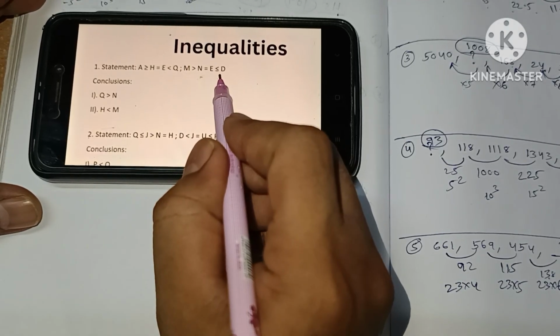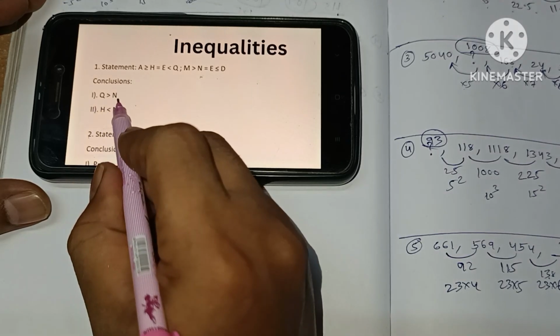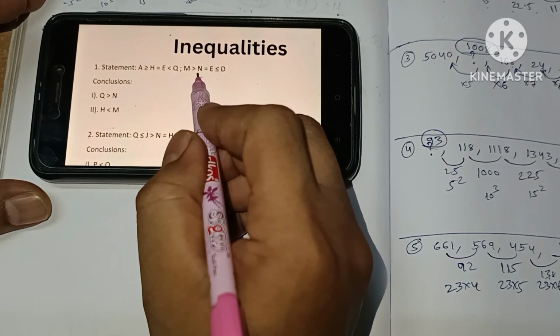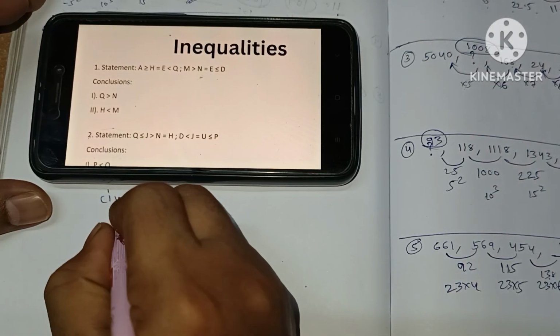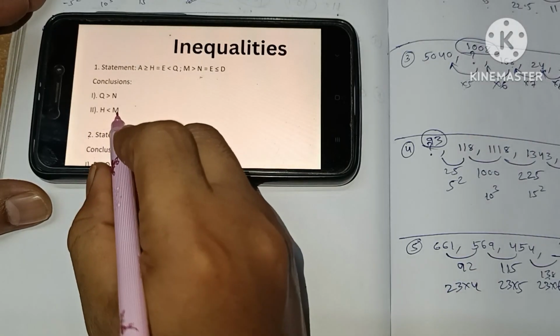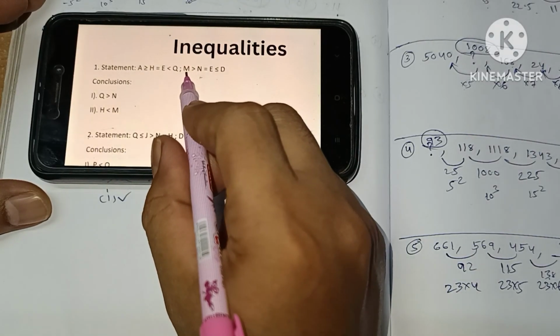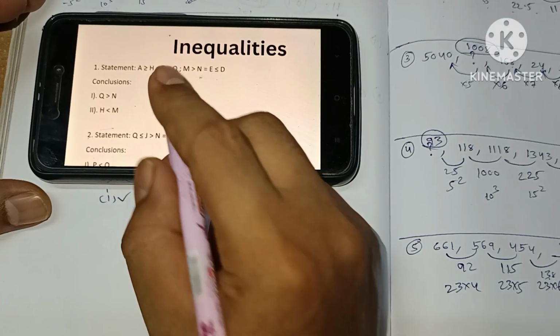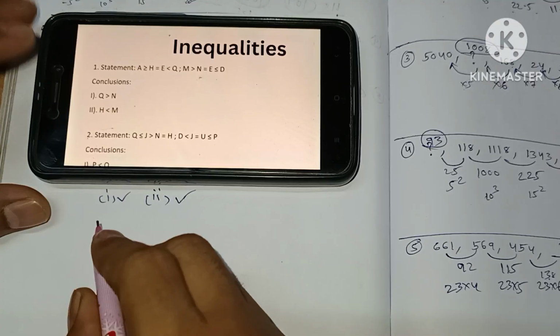Now we are going to see inequalities. First question, the flow from Q to N. Here from Q we can reach E, from E we can reach N. So the first conclusion will be true. Second conclusion, the flow from M to H. From M we can reach E, from E we can reach H. So the second conclusion is also true.